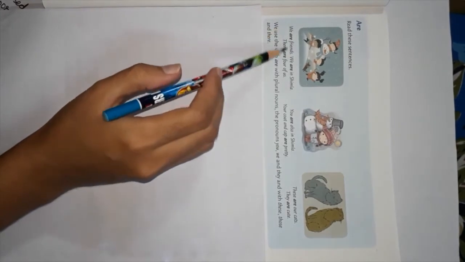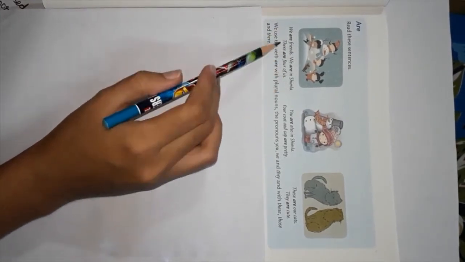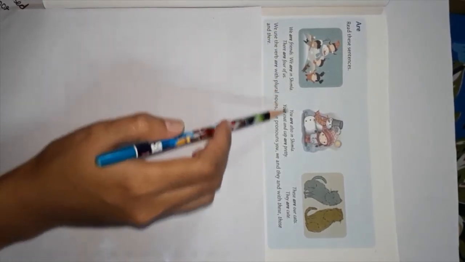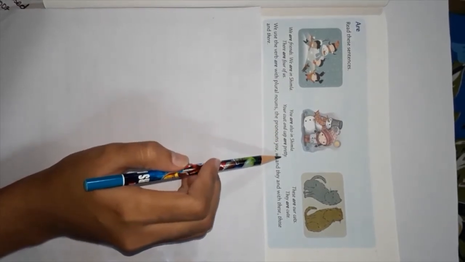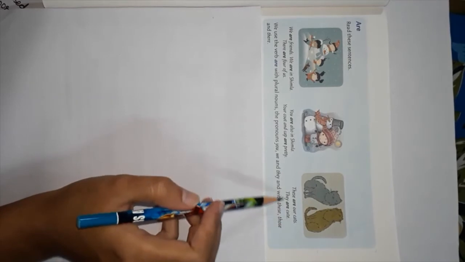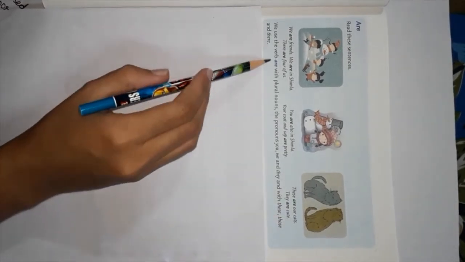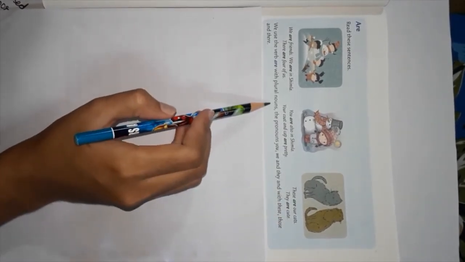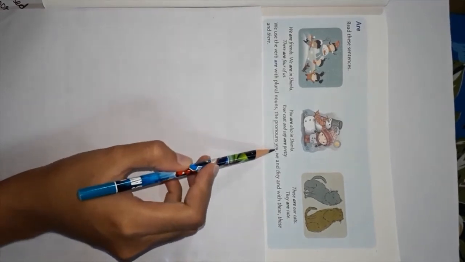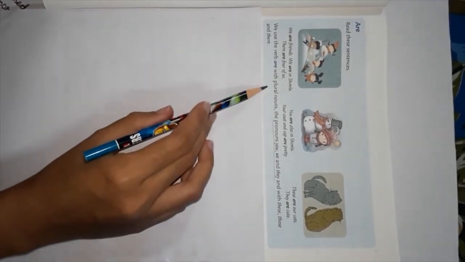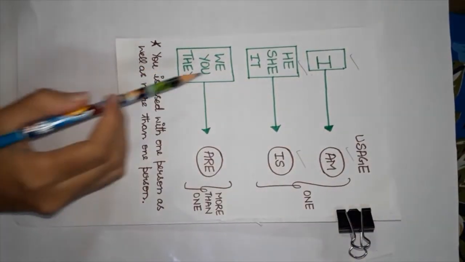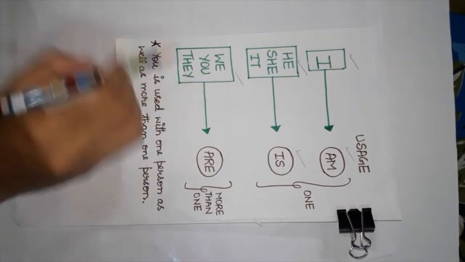Are. We are friends. We are in Shimla. There are 4 of us. You are also in Shimla. Your coat and cap are pretty. These are our cats. They are cute. So we use the verb are with plural nouns, the pronouns we, you and they, and with these, those and their. So with pronouns we, you and they, we use are.